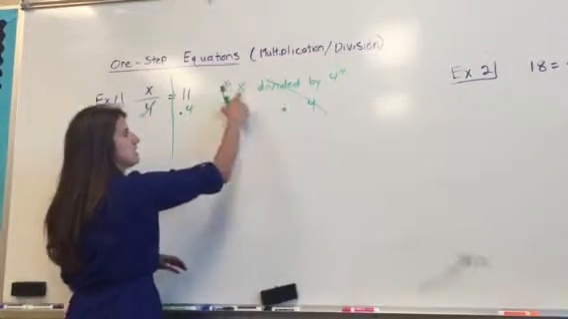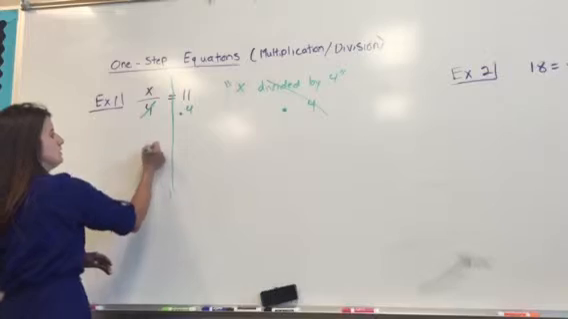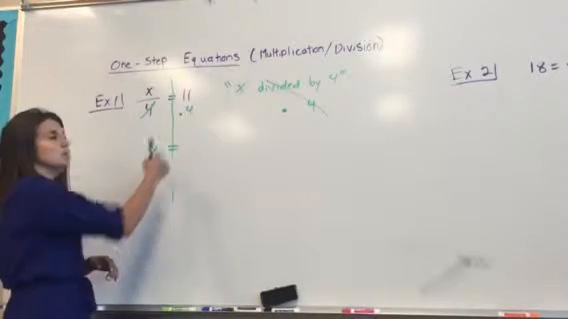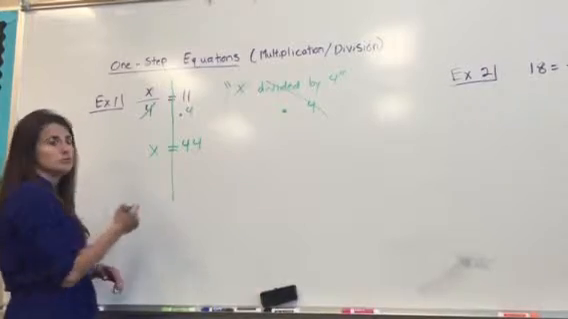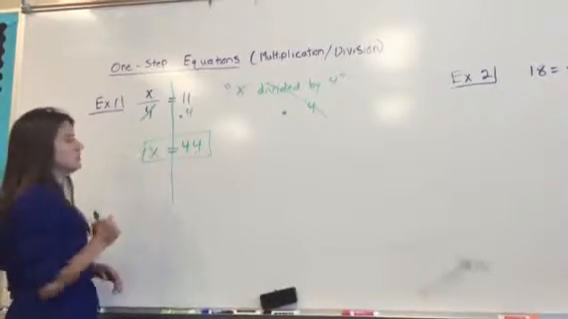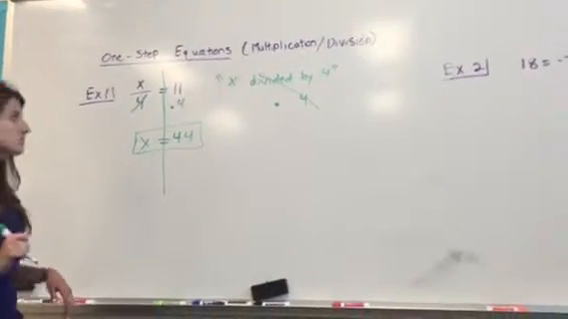Then these will cross out, which means that I'm left with x. So x is going to equal 11 times 4, which gives you 44. So then your answer is x equals 44.